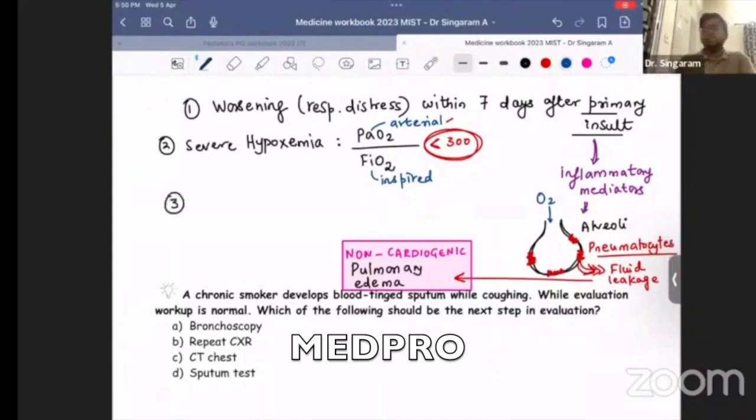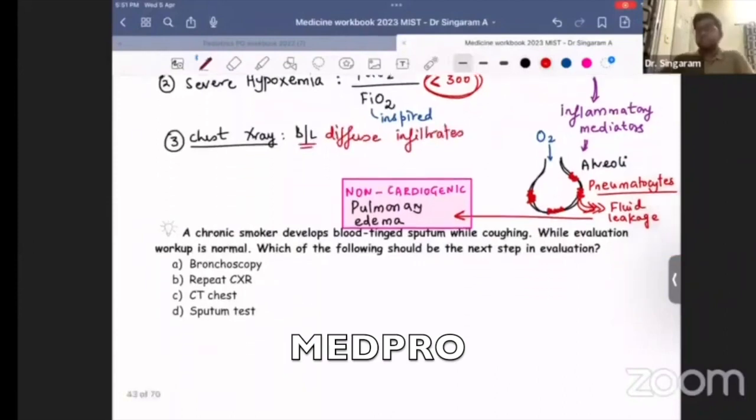Number 3, X-ray. Obviously, there is so much fluid leaking into the blood vessels. This would result in bilateral diffuse infiltrates. On both sides, you will see a lot of infiltrates. Can you see that? Bilateral diffuse infiltrates will be present in the lung fields. Are you able to understand this? It is basically due to fluid leaking out of the alveoli, causing a lot of infiltrates on the X-ray.